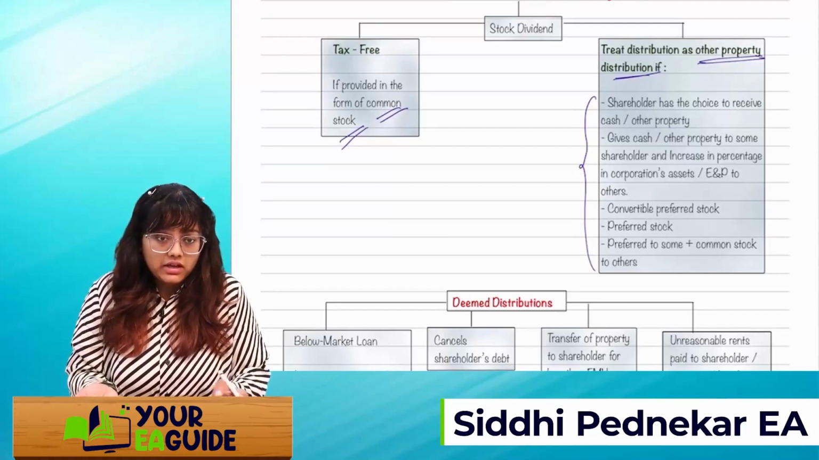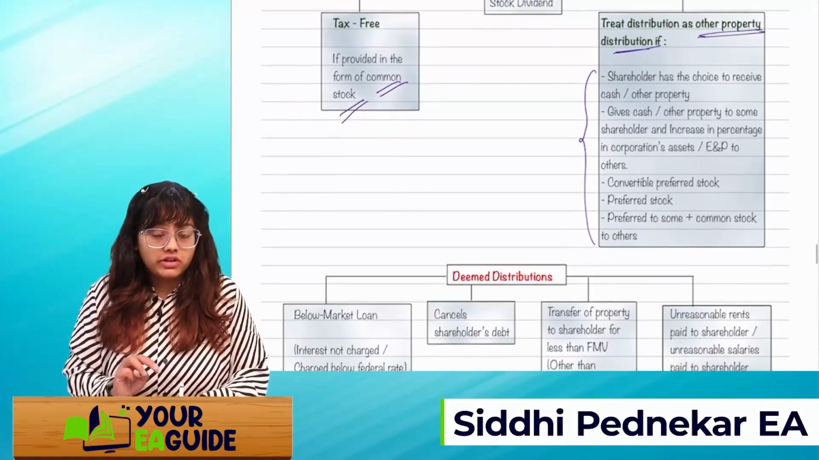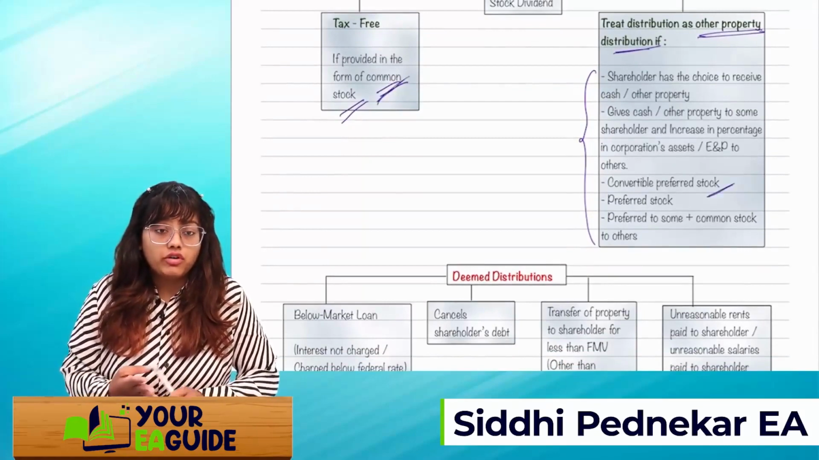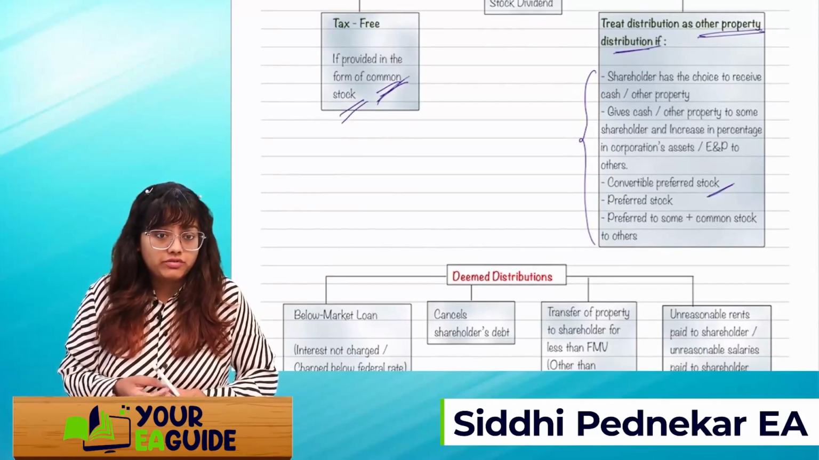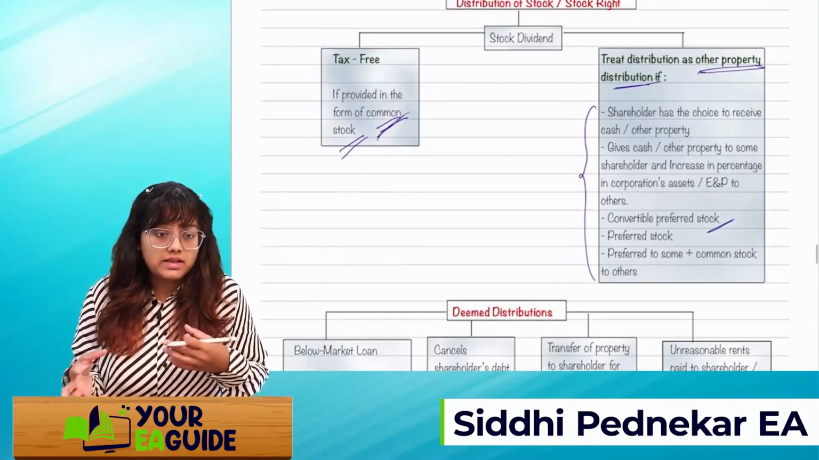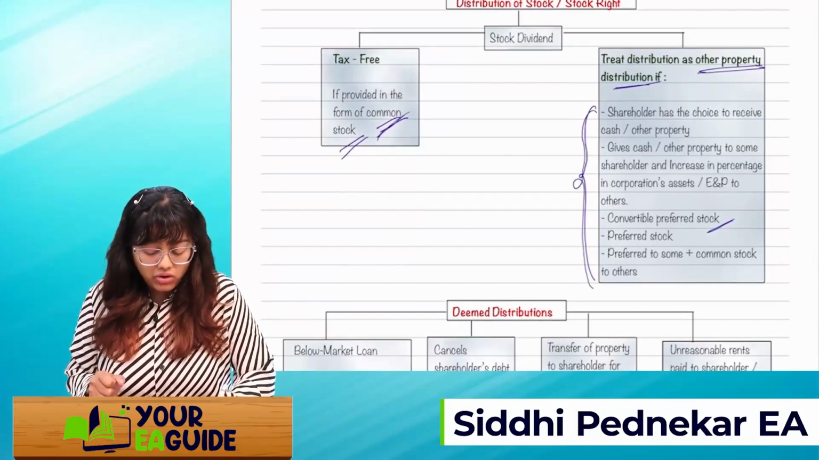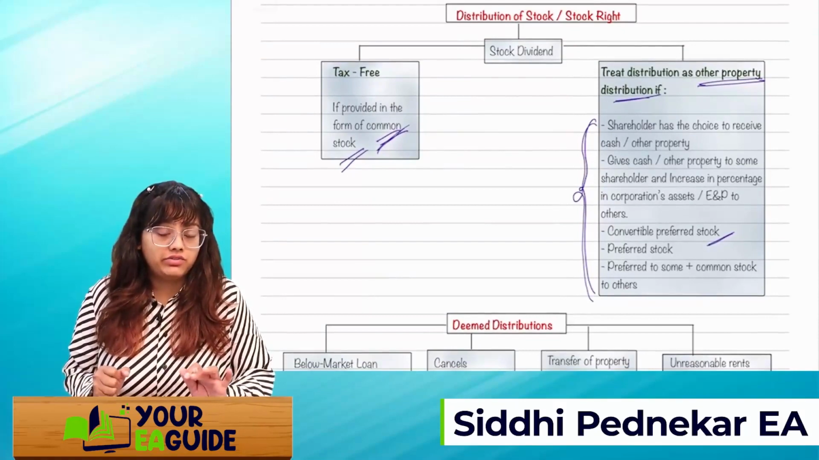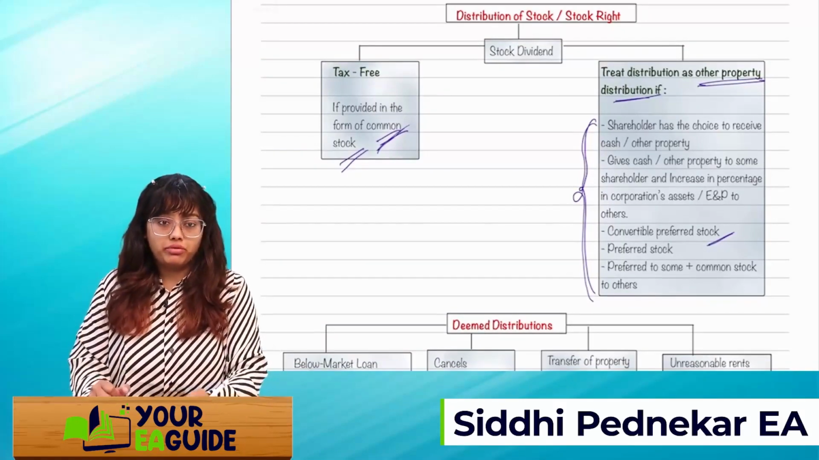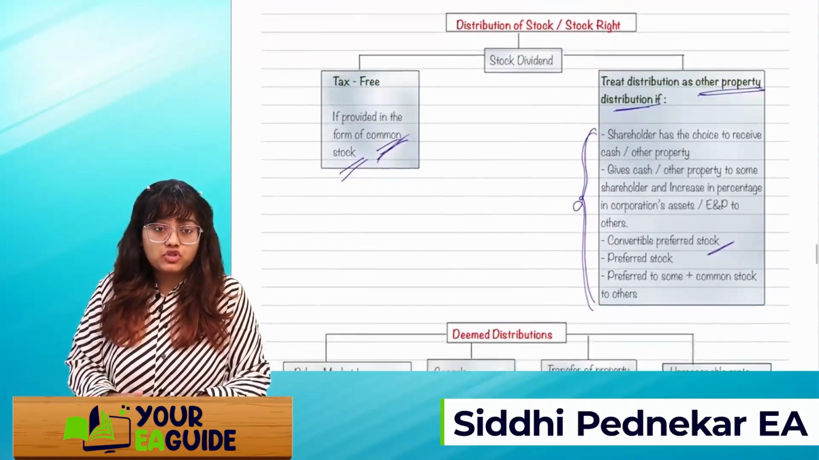Then the third condition is convertible preferred stock instead of common stock. Fourth, they are just getting preferred stock. Fifth, they are getting preferred plus common both. Or else they have the option to select. So if any of these scenarios is there, then the whole amount will not be tax-free, but it will be considered as if other property has been distributed by the corporation. Got it, guys? This is about distribution of stock and stock rights.